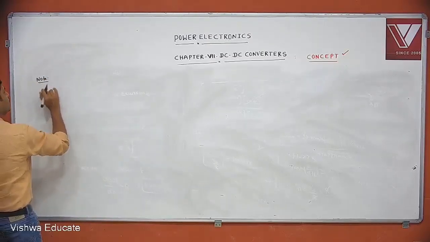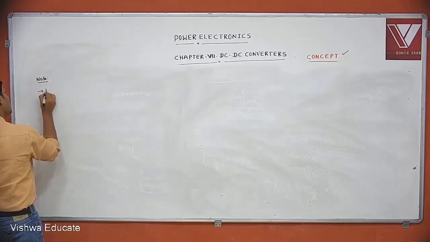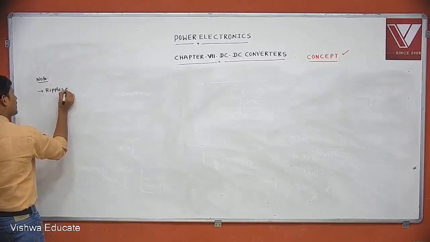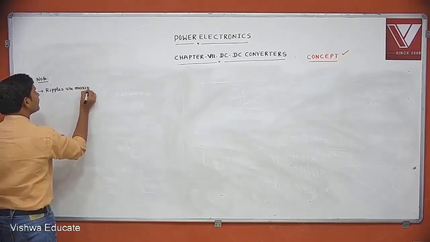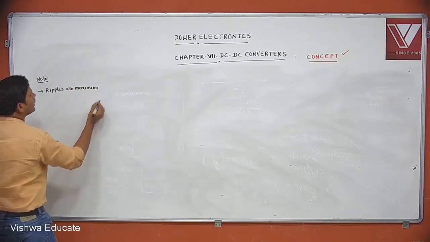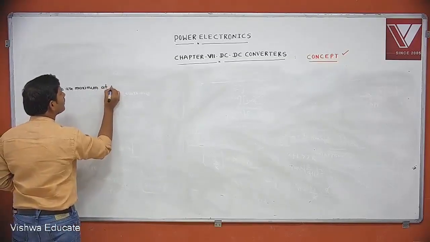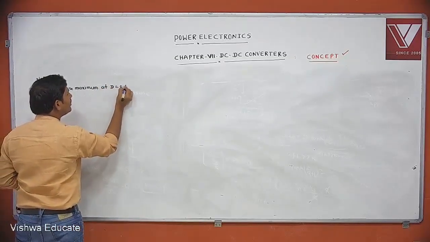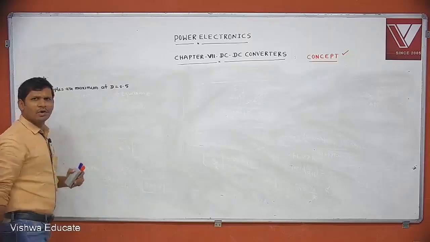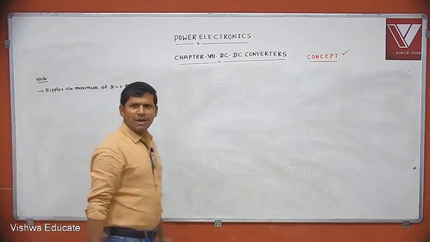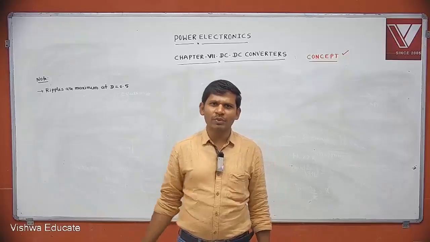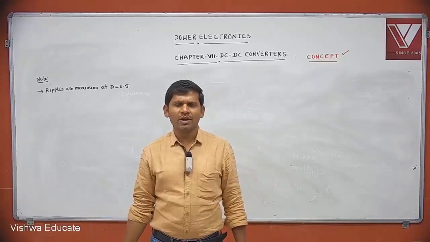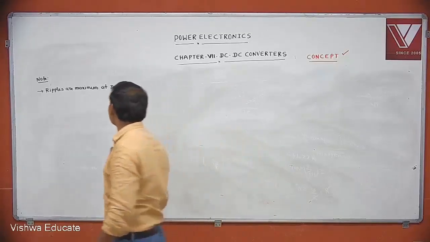That is, ripples are maximum at a duty cycle of 0.5, at D equal to 0.5. It is similar to what I discussed in the buck regulator also, where the ripples are maximum at D equal to 0.5. That's why type A chopper is also called step down chopper. Here also we are getting the same condition. Ripples are maximum at a duty cycle of 0.5.